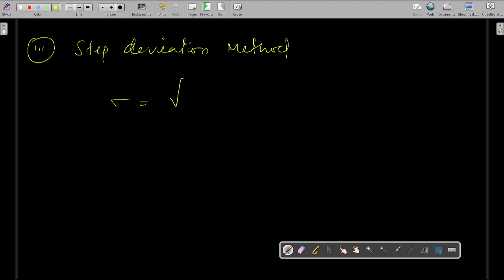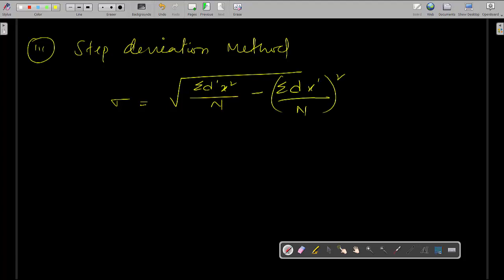Now the third one is the step deviation method. For this, our standard deviation is square root of sigma d dash x square by n minus (sigma d dash x by n) whole square, into I. Now remember, to calculate d dash, we take x minus a divided by I.